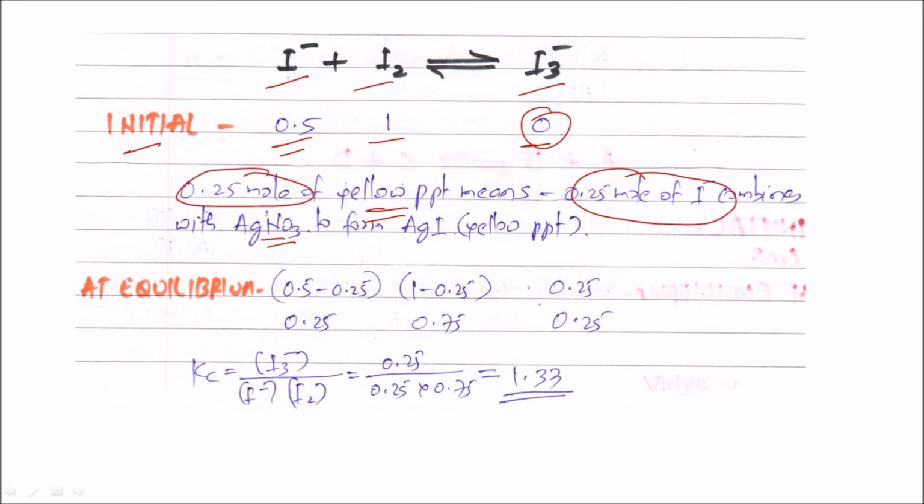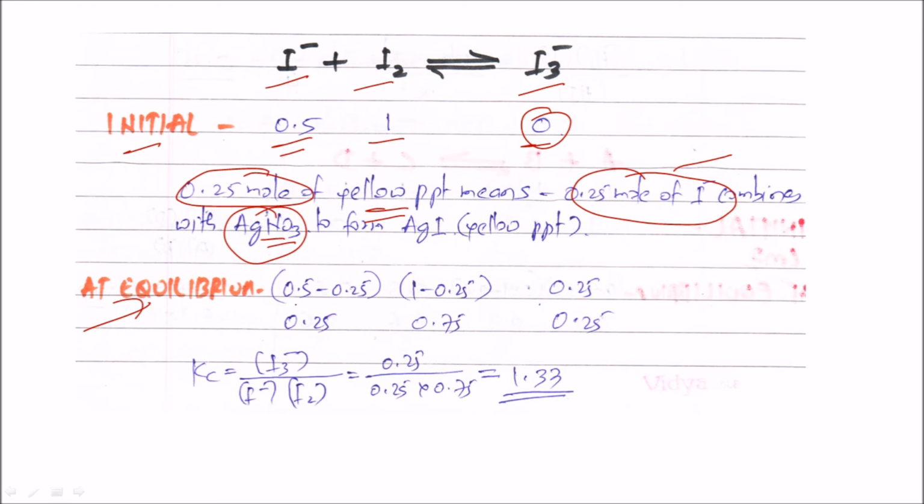So we can take what? If it is 0.25 mole of yellow PPT, that's AgI, nothing but 0.25 mole of I minus. Now if 0.25 mole of I minus is combining with silver nitrate, how much remains now? That should be in equilibrium, right? Just see now at equilibrium what we take.